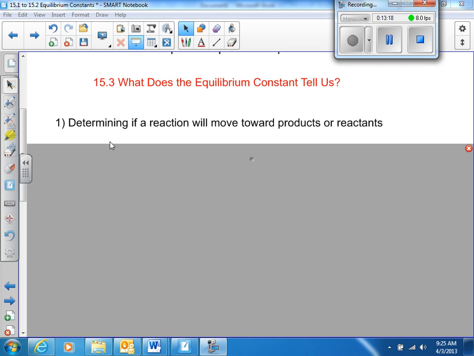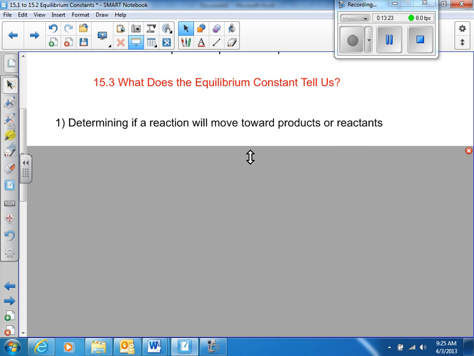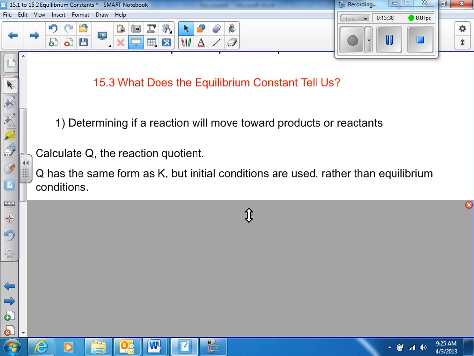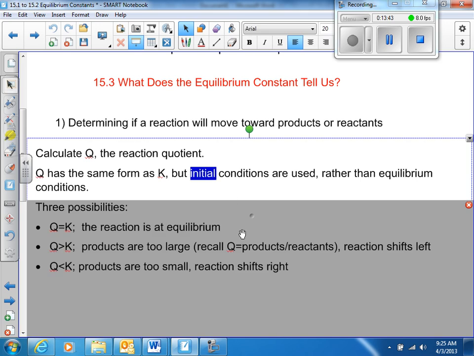What does equilibrium constant tell us? Oh, it tells us if a reaction will move to the left or right toward the products or the reactants. And to figure this out, we look at something called Q, the reaction quotient. Q is exactly the same as K in terms of the form of it, but we use initial concentrations instead of equilibrium concentrations. This confuses students often. You have to just remember, for Q, it's initial concentrations, not equilibrium. Equilibrium is K, Q is initial. It's called the reaction quotient. Q is for quotient.